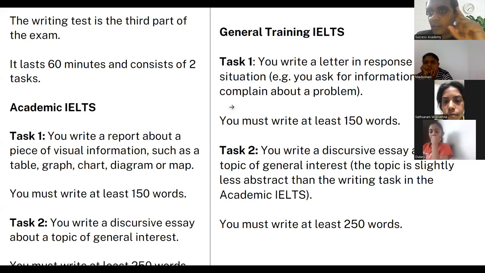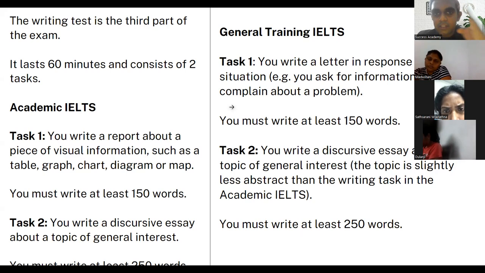That is for task 1, right? The total time for task 1 is 20 minutes. If you take more time than that, you will find it very difficult to answer task 2. Right? For Task 1, the maximum time you should take is 20 minutes. 20 minutes for task 1, that's it.